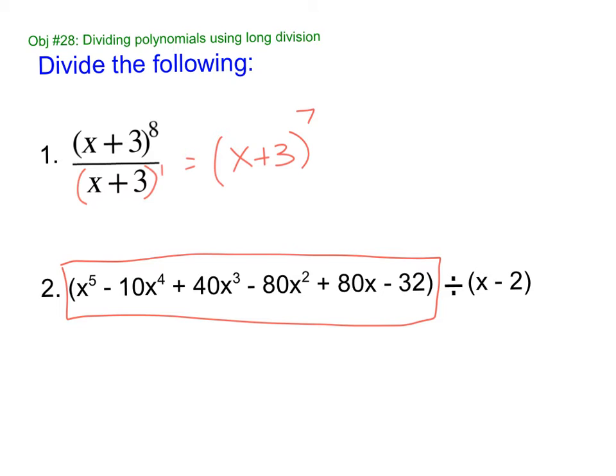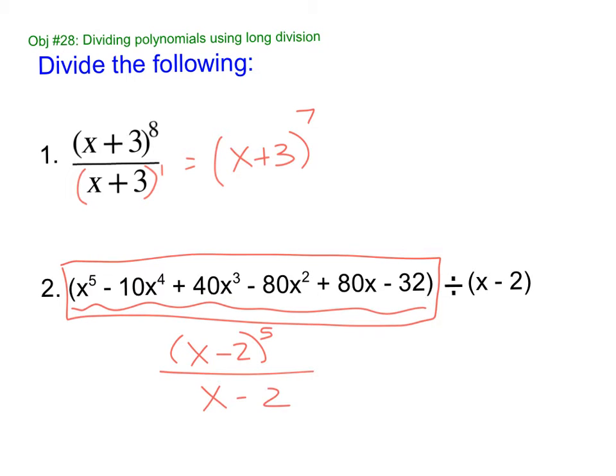Now look back at the do now. This is actually x minus 2 to the 5th power. So your answer is x minus 2 to the 4th power. Sadly, though, that doesn't work, right? It's rare that it's going to be that nice. So we need another method. And what we're going to be doing today is long division.